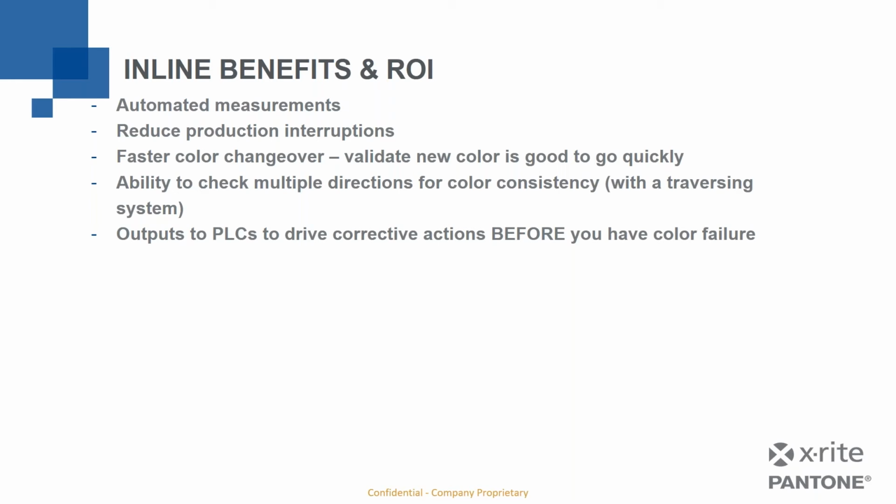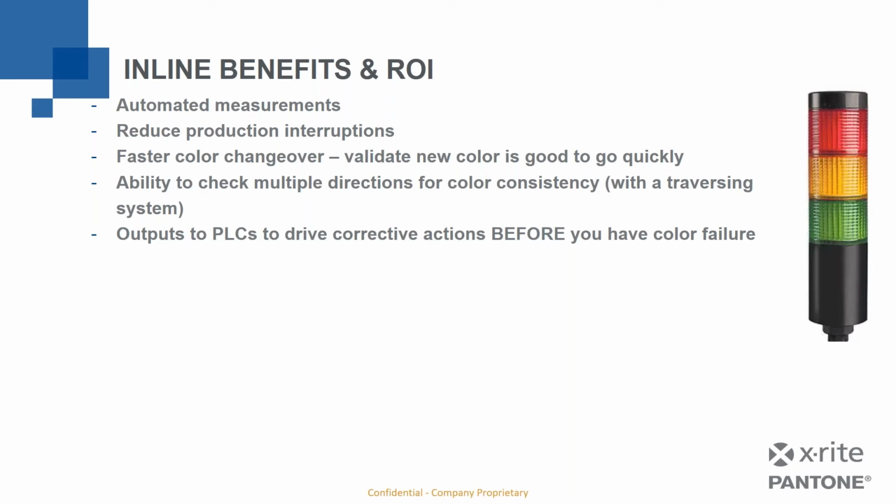I think this one's a really key thing. Outputs to PLCs to drive corrective actions before color failure. Again, we're back to this light. So we have the ability to set up not only a pass-fail tolerance, but also the warning. So when is the light going to turn yellow, letting me know, hey, your color is starting to drift out before it starts to fail? So it's still okay. It might still be acceptable, but it's starting to approach being unacceptable. If I can know that, then I can take an action before I ever get to a red light. And we can see those corrective actions easily and quickly.